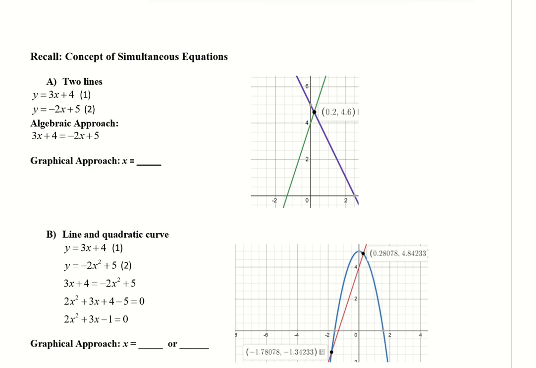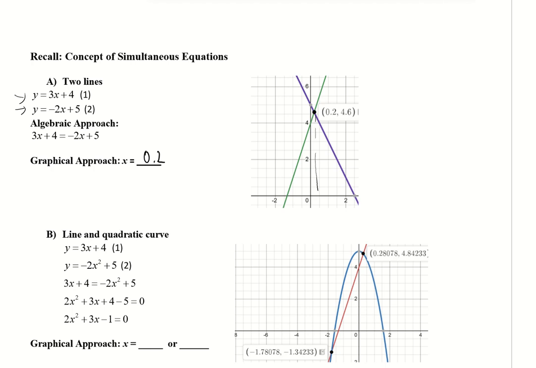Alright, over here we learn how to solve quadratic equations by the graphical method. Let's first recall the concept of simultaneous equations. If I have two lines, I can draw them on the graph grid and solve graphically by reading off the point of intersection and getting the x coordinate, and get x is 0.2.